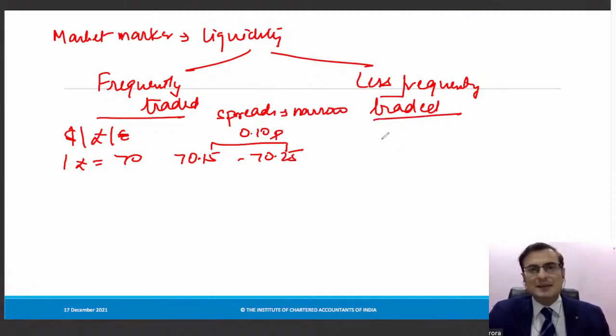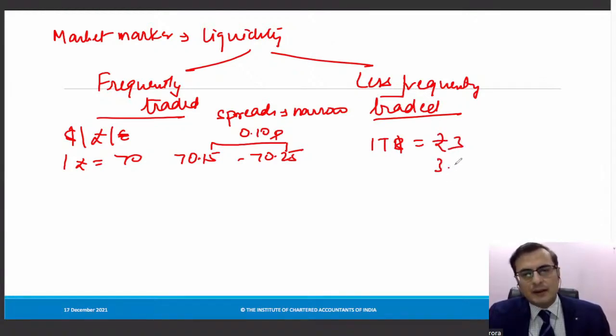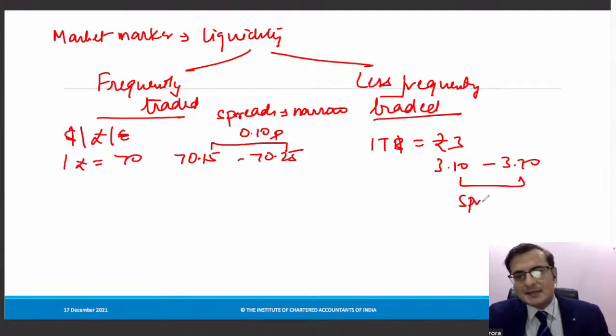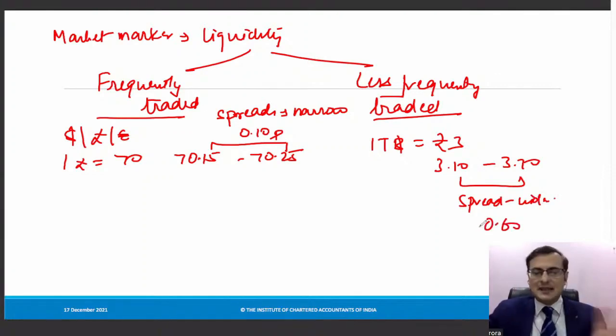These days, since travel is less, let's say one Thai baht is equal to, I don't know how much it is, maybe 3 rupees. So the spread will be 3.10 and 3.70 generally. So you can see the spread is quite wider. There are times when the currency is less traded, so you have to pay more money.